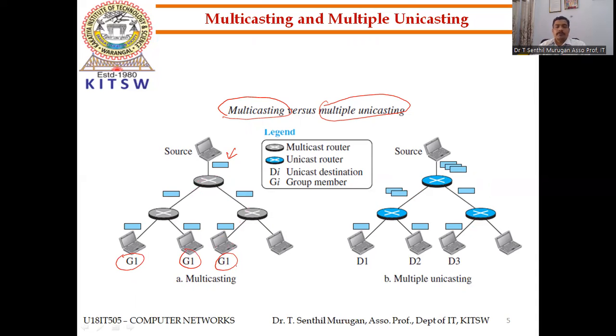But here you see this is multiple unicasting. Here you see multicasting using a multicast router, the gray color they are using, but here they are using a unicast router. So why are multiple mails there? For example, multiple information is there. The message has to reach multiple destinations. It is not to the group; it is an individual message, that is unicast. The same message, multiple copies are there. The individual copy will reach each destination. That is multiple unicasting.